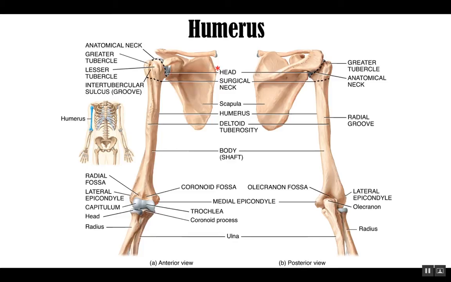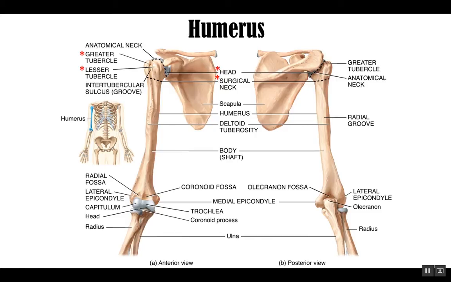Moving just distal, there's an area known as the anatomical neck. Then distal to that, there are two knob-like structures known as the greater tubercle and the lesser tubercle. The greater and lesser tubercle are attachment sites for muscles. When we get to those rotator cuff muscles of the shoulder, many of them are going to attach to these two knobs in order to move the humerus.